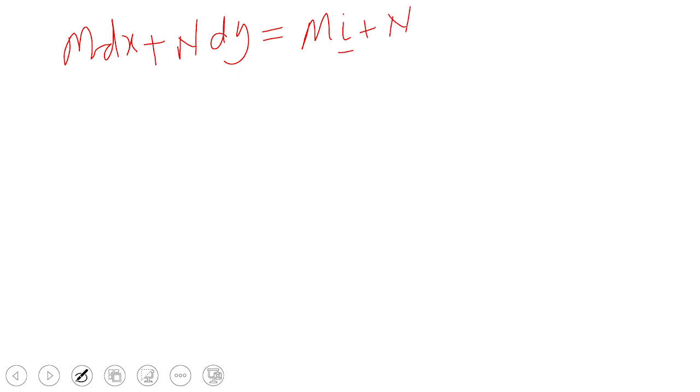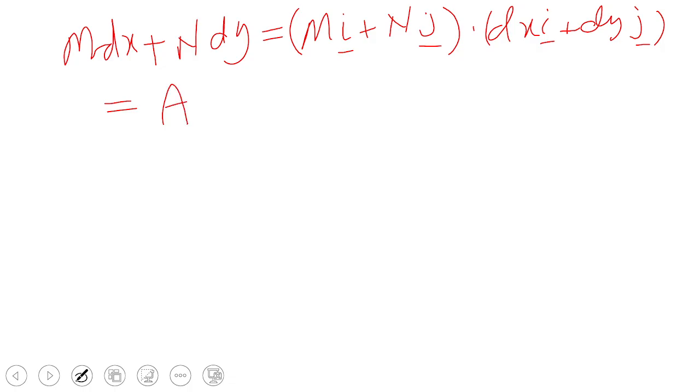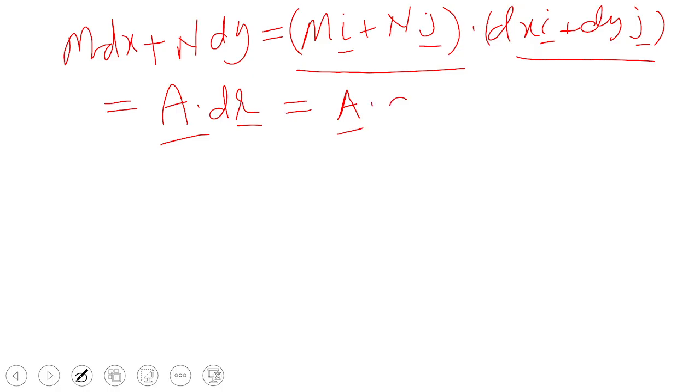Okay, so let us start. m dx plus n dy is in fact the dot product of (m i plus n j) with (dx i plus dy j), and we write this as A dot dr, where this one is vector A and this is dr. We can write it as A dot (dr/ds) ds.